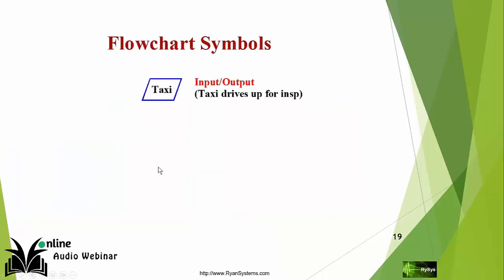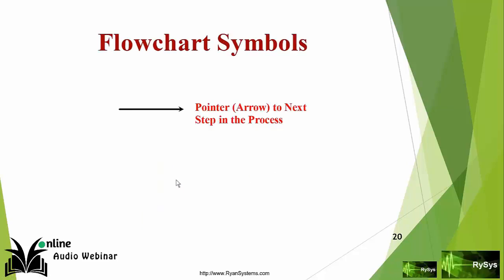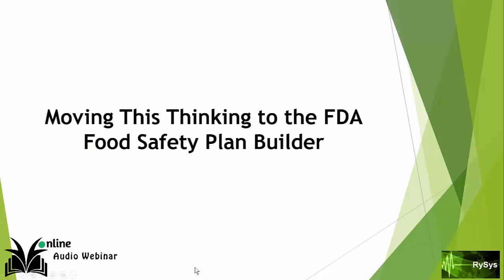Let's talk about flowchart symbols for a minute. This is an input-output symbol. A regular process step is just a rectangle, and a decision, yes, no, pass, fail, is a diamond. We use lines and pointers to show the flow of the process. When we work on more than one page, we have a connector. Here's a picture of that, and we'll talk about the food safety plan builder that the FDA provides.